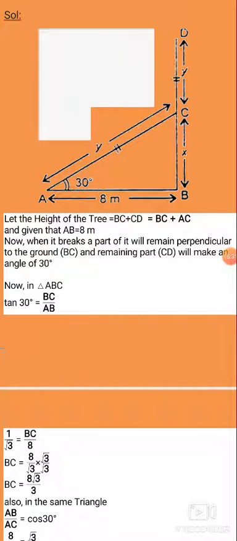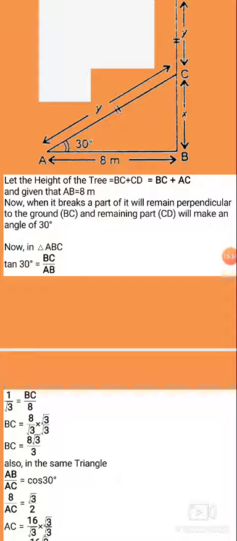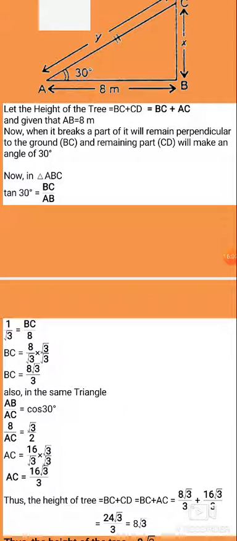Now also in the same triangle, AB by AC is equal to cos 30, adjacent by hypotenuse. So AB is 8, by AC we need to find out, equal to cos 30, which is root 3 by 2. So cross multiply: AC into root 3 is equal to 8 into 2, 16. So AC is equal to 16 by root 3. Now multiply both numerator and denominator by root 3. At last we get AC equal to 16 root 3 by 3.